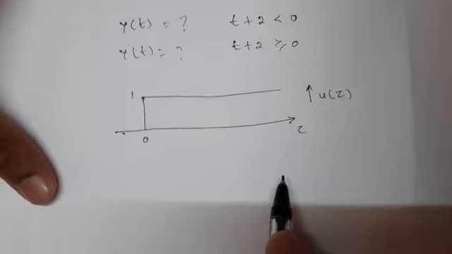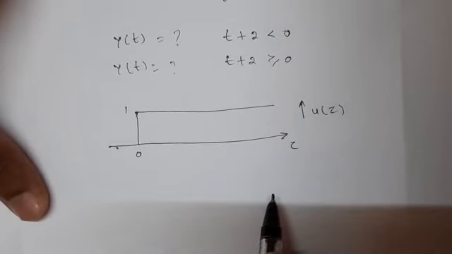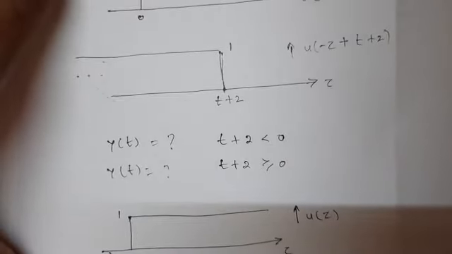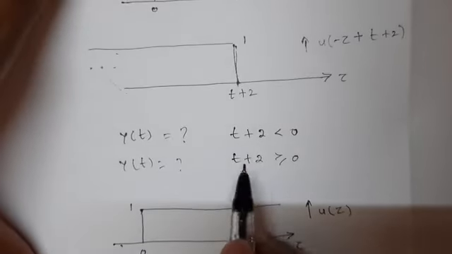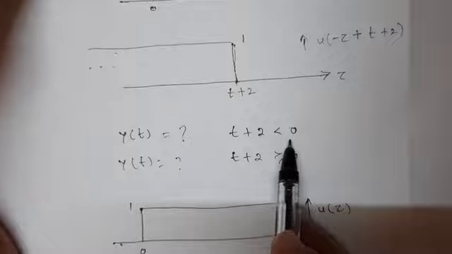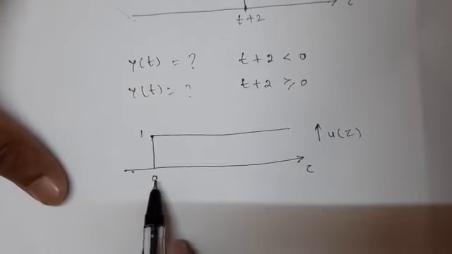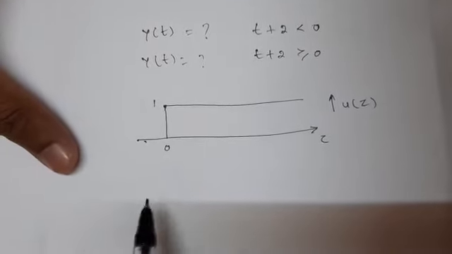Right. So next, u of minus tau plus t plus 2. Now what is the condition? As I told, the first condition is t plus 2 less than 0. T plus 2 less than 0 means somewhere I should draw the signals towards the left side.